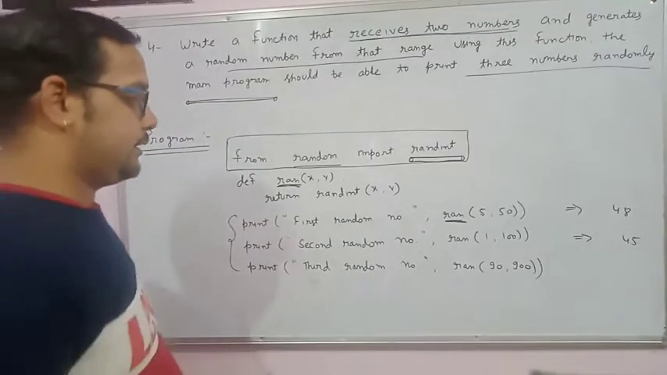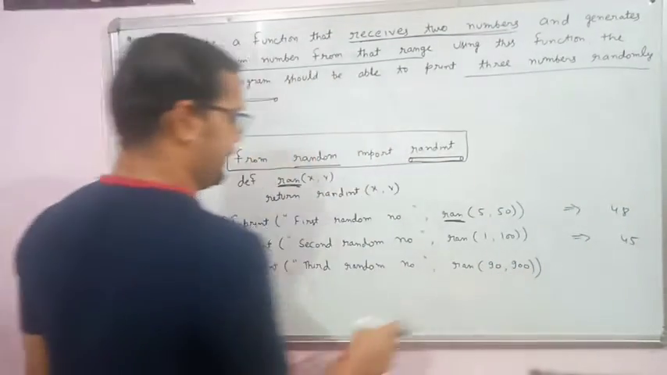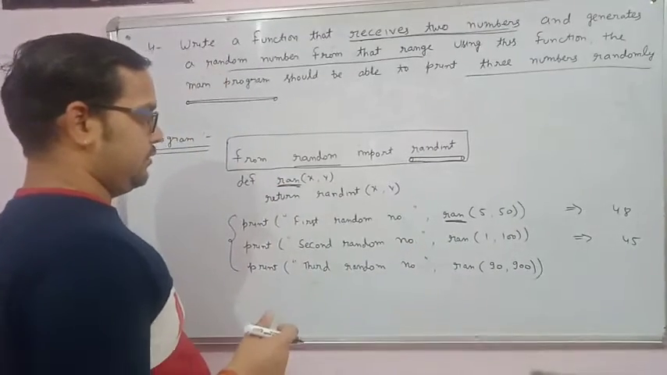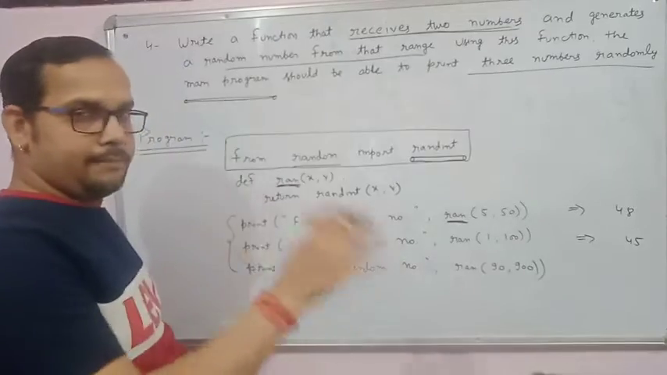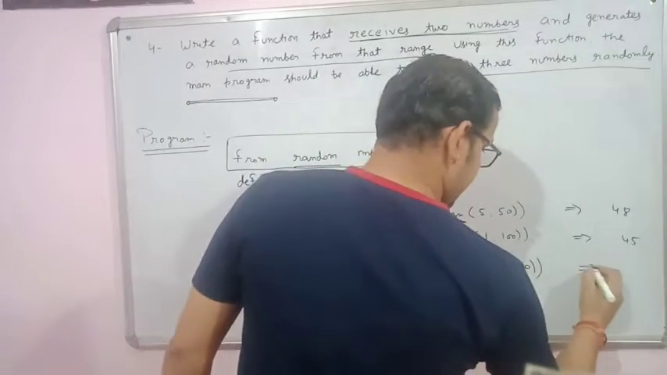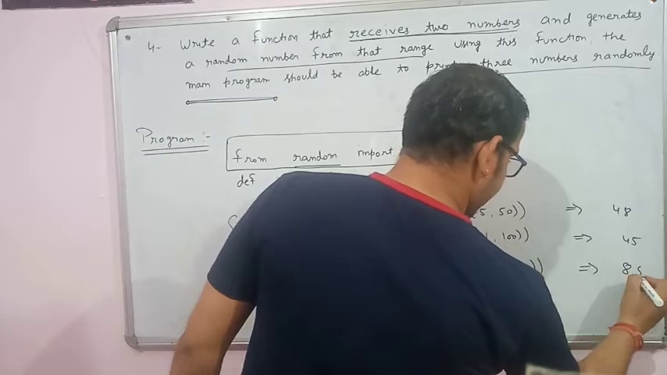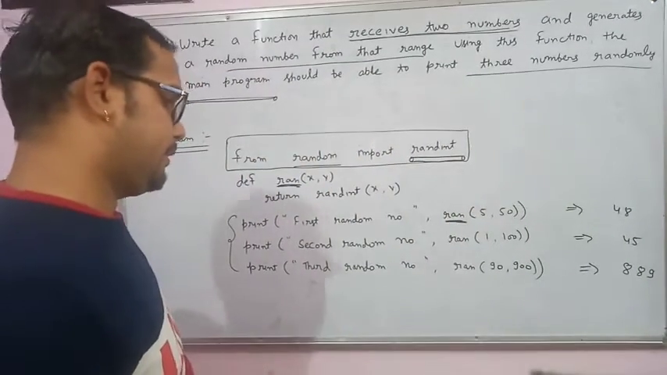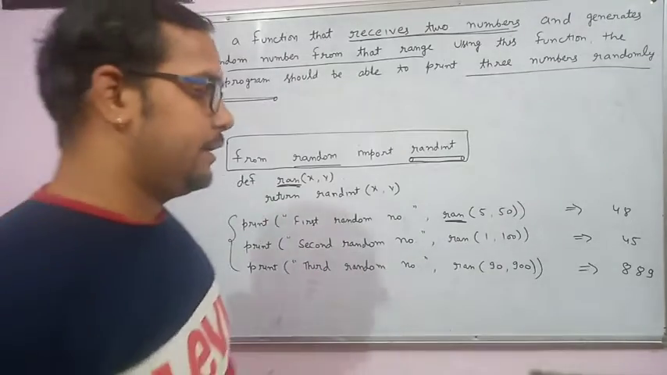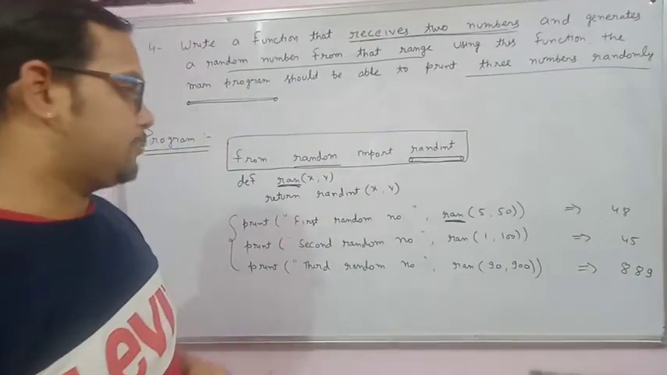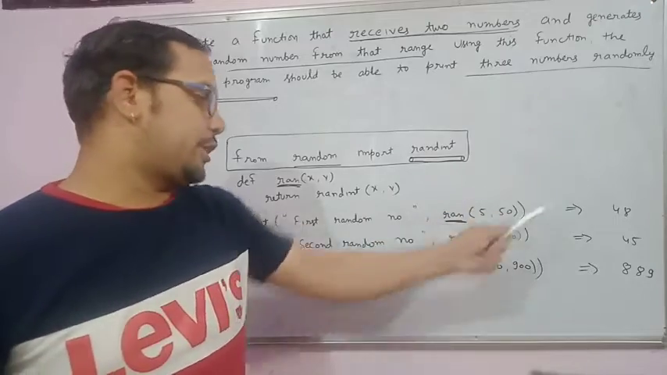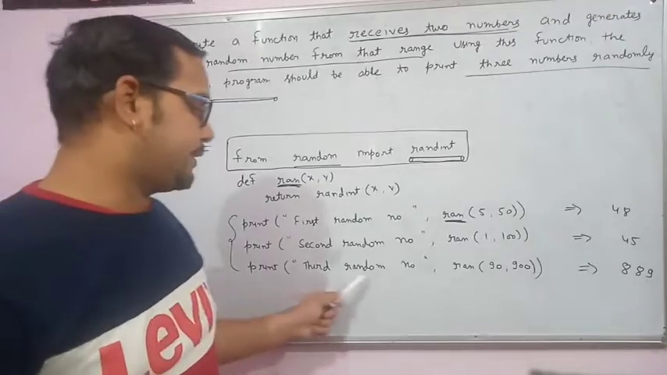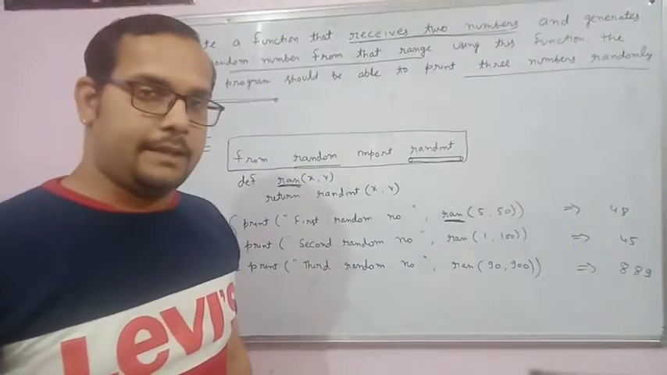Similarly, the third range is 90, 900. So the value of x is 90 and the value of y is 900. Any number it will display, maybe 889. Clear? So the third random number is 889. So three outputs will come. First random number 48, in the second line second random number 45, in the third line third random number is 889.